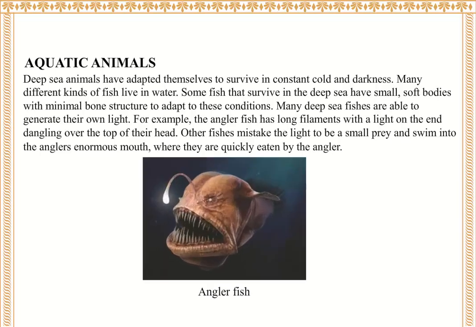Many different kinds of fish live in water. Some fish that survive in the deep sea have small soft bodies with minimal bone structure to adapt to these conditions. Many deep-sea fishes are able to generate their own light. For example, the anglerfish has long filaments with a light on the end dangling over the top of their head. Other fishes mistake the light to be a small prey and swim into the angler's enormous mouth, where they are quickly eaten by the angler.